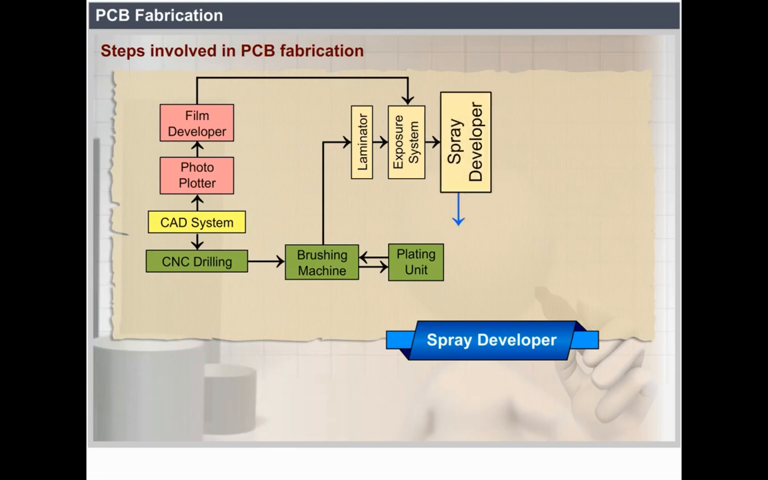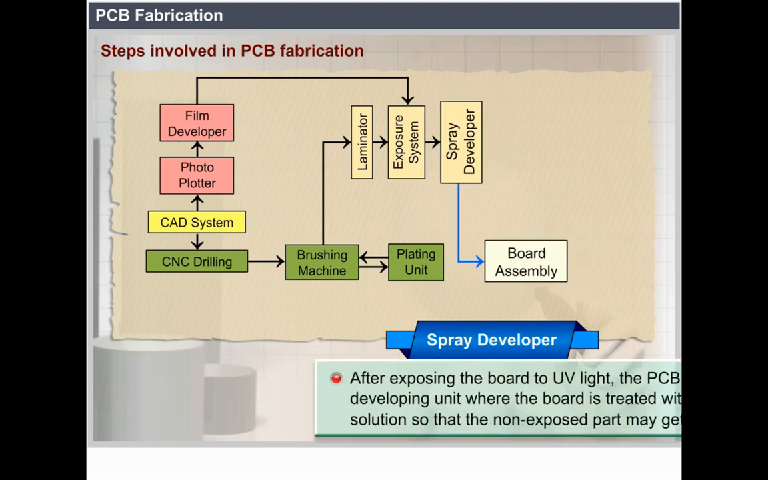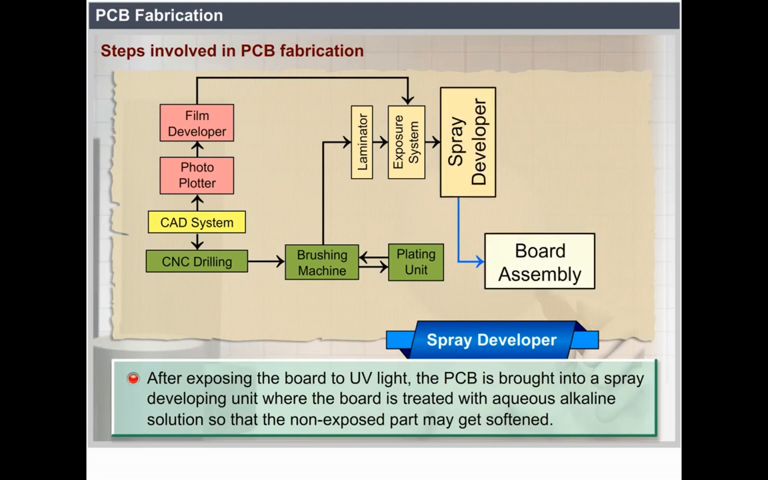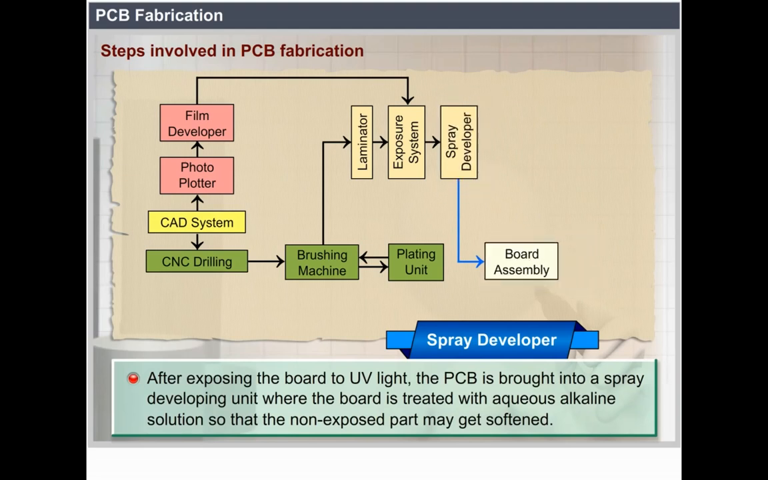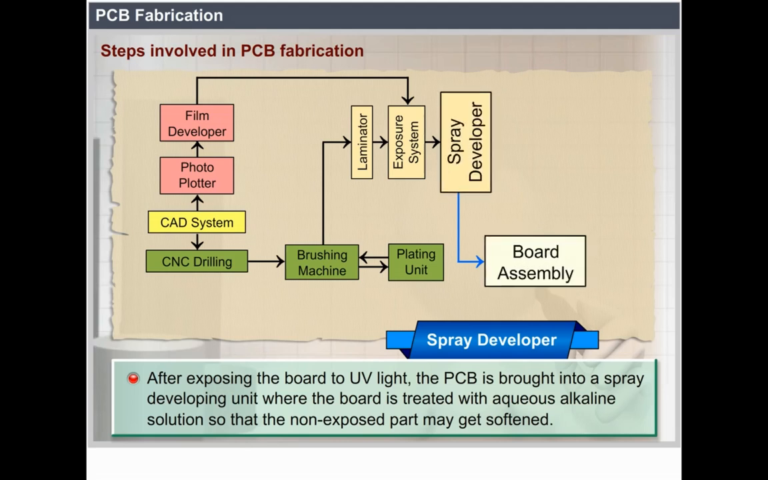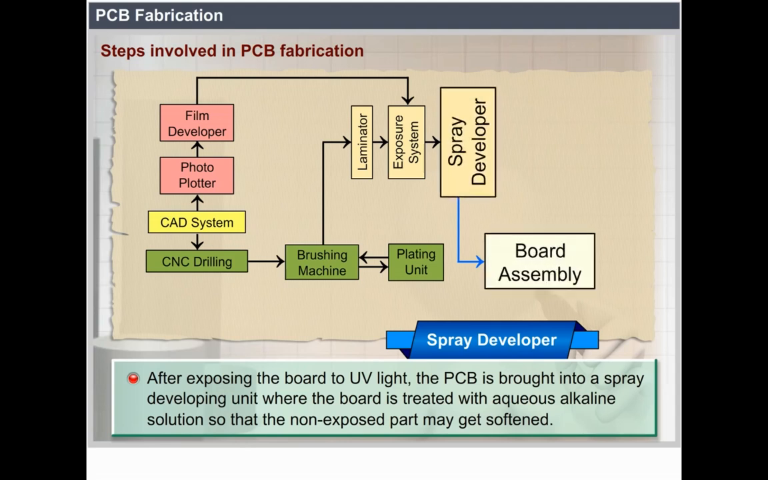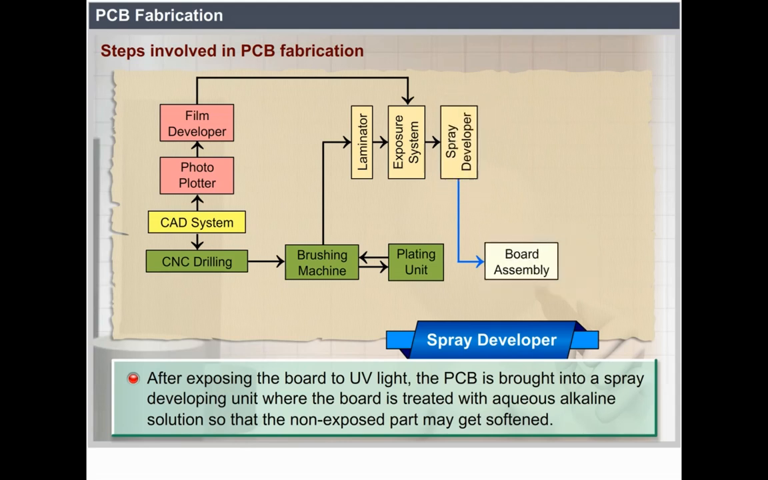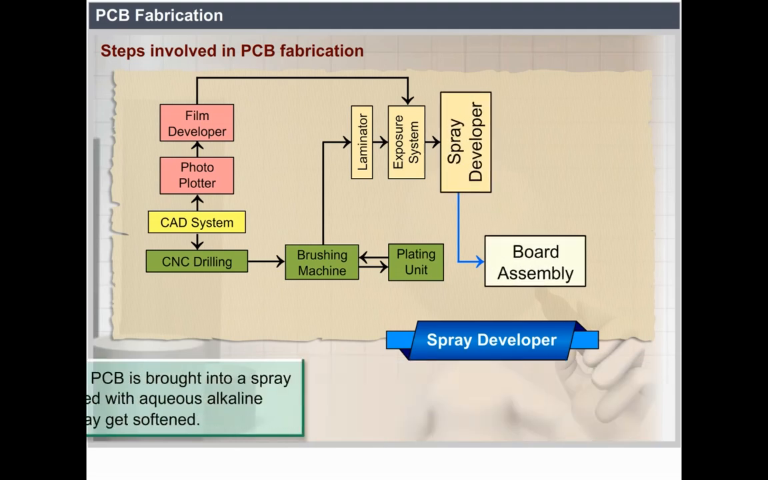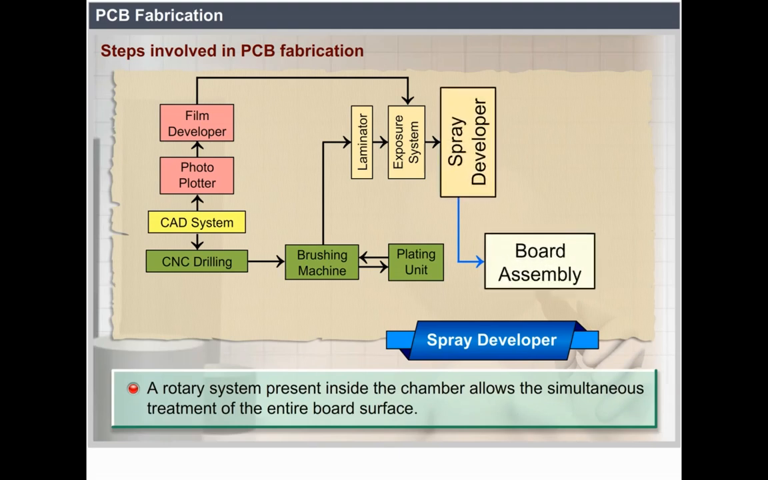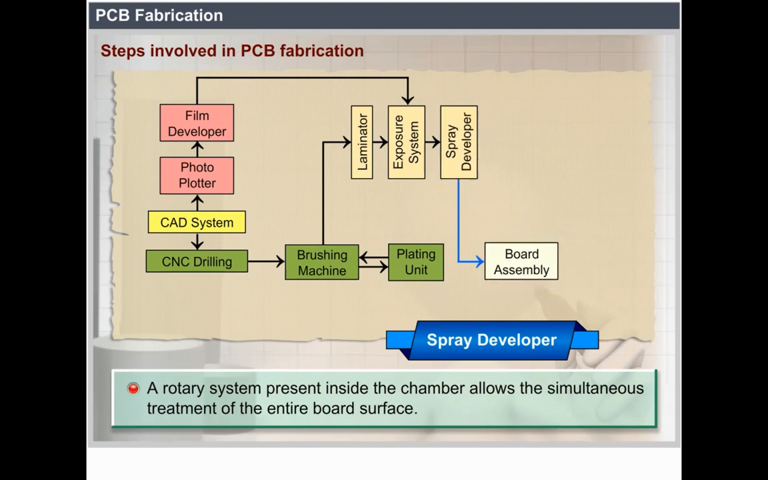Spray developer. After exposing the board to UV light, the PCB is brought into the spray developing unit where the board is treated with an aqueous alkaline solution so that the non-exposed part may get softened. A rotary system present inside the chamber allows the simultaneous treatment of the entire board surface.